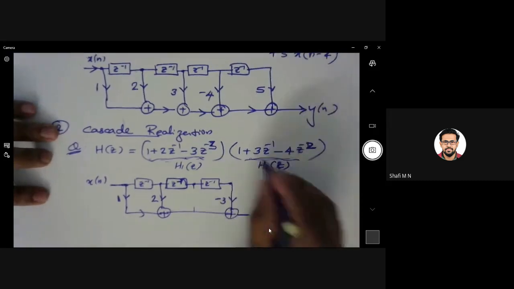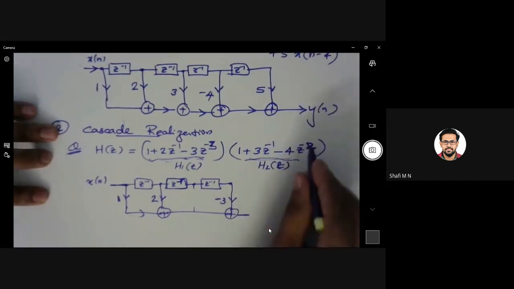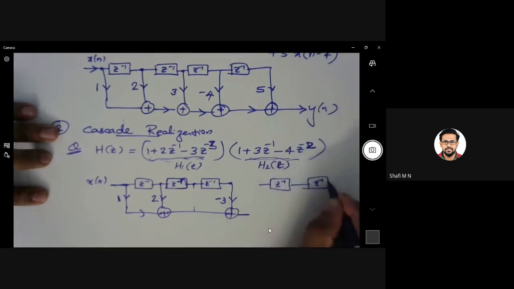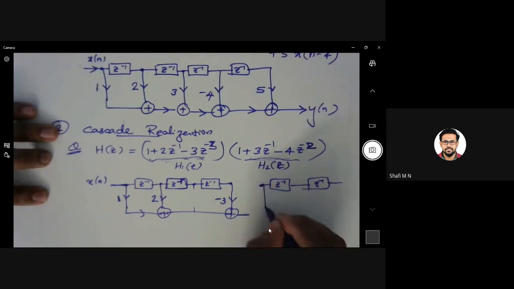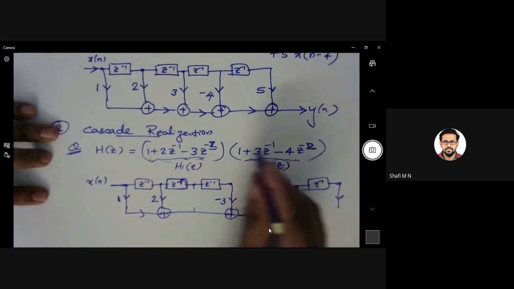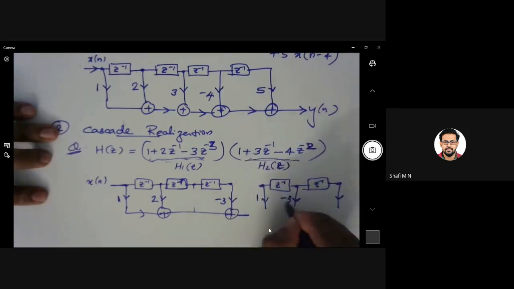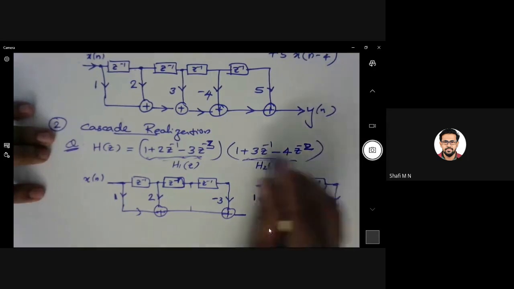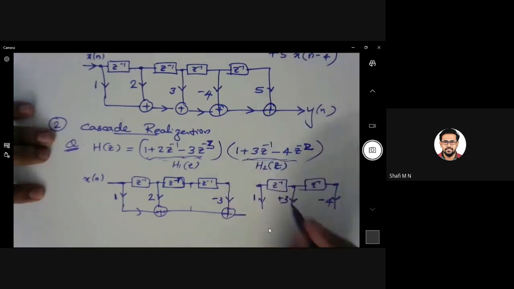Similarly H2. H2 again, highest power is 2, so you need only 2 delay elements, and you will get 3 tappings. The coefficients are 1, 3, and minus 4. So this is 1, this is plus 3, and this is minus 4. Now you add these 3 terms, and you will get the final output. You call it y(n).